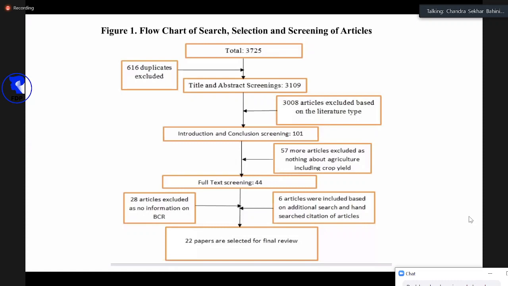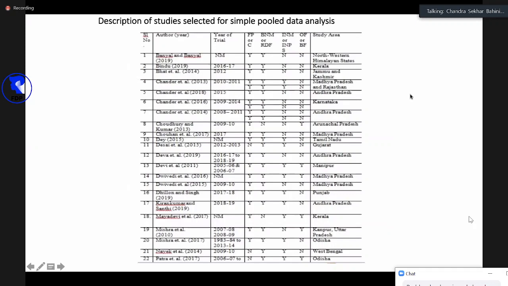So 3,008 articles were excluded based on the title. Then we basically went through the introduction and conclusion of the 101 articles. Okay, again, we have excluded 57 articles. Then we have gone through the full text screening. So we have selected 28 articles, and we have six articles from the additional search, and end up with, okay, 22 papers for the final review. Okay, so these are the 22 papers we're looking at.